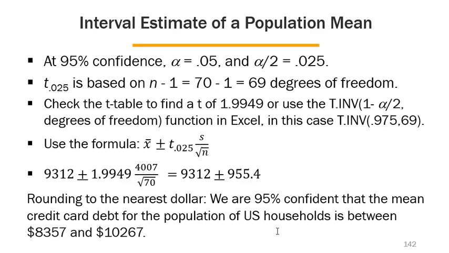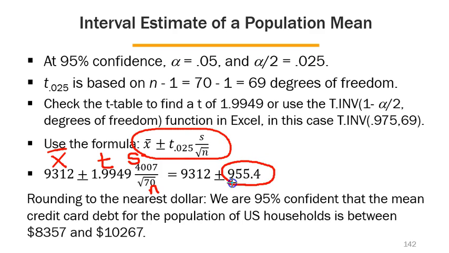So just plugging that into the formula that you have for using the t value in constructing a confidence interval, you're using this right here. So again, the 9,312, that's the X bar. The 1.9949, that is the t value that you would get. The 4,007, that is your s. The 70 is n. And that's just a matter of plugging those things through. Pause the video and double check that the margin of error is 955.4. These values would be in dollars.